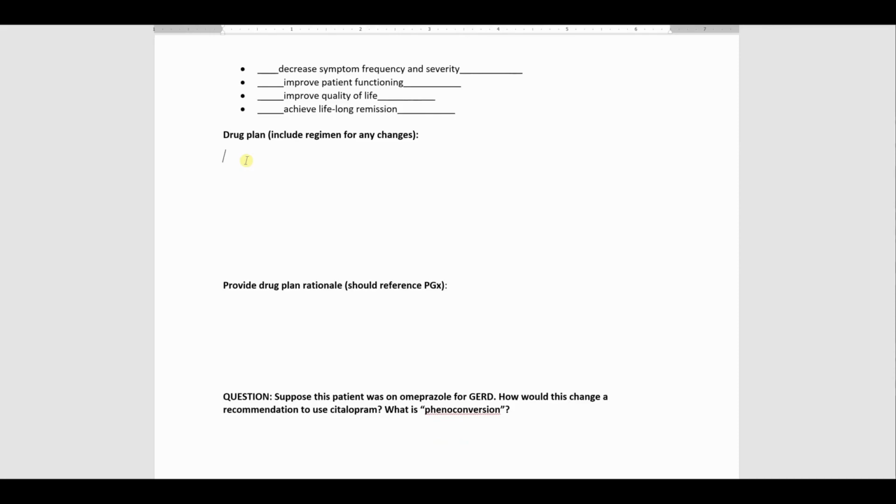So let's transition to our drug plan. What should be our drug plan here? Well, the patient's currently on paroxetine, right? So we probably want to DC that, right? Because due to them being an ultra-rapid metabolizer, they'll have way too low levels. And this is also not just supported by the fact that she's an ultra-rapid metabolizer, but the fact that all of her previous trials that have mostly been CYP2D6 medications have been failures.